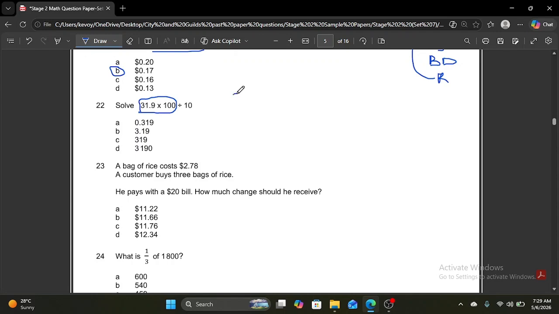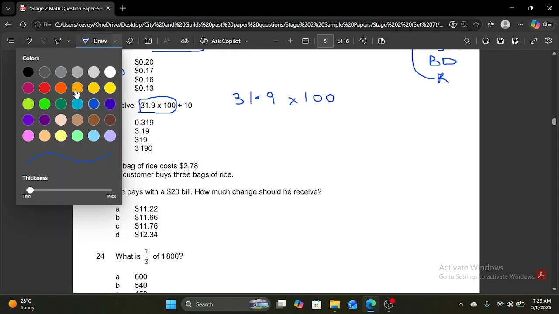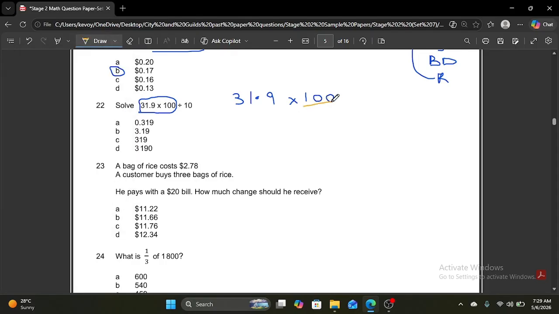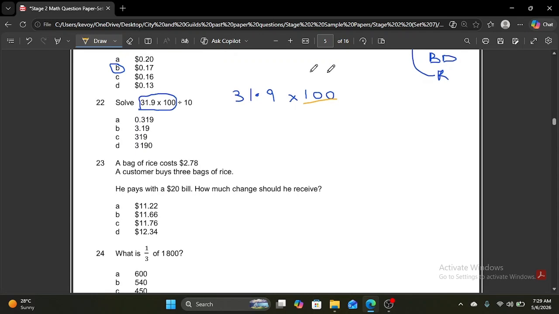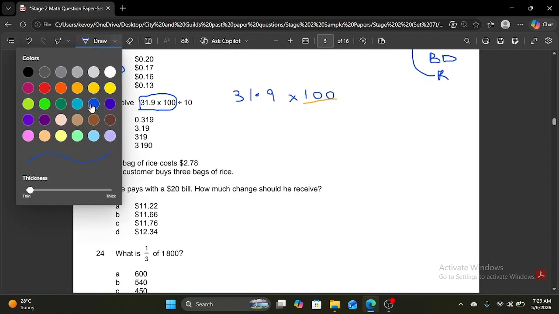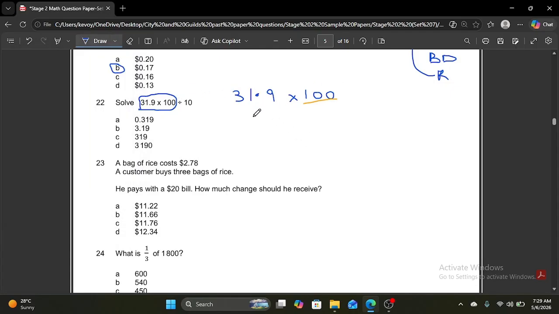Now the fun thing when multiplying by base 10 numbers: base 10 numbers are numbers that have a 1 and a number of zeros. So when multiplying 31.9 by 100, this is a base 10 number. Let me quickly underline it. When you are multiplying with a base 10 number, all we have to do is move the decimal point. So let's write the number right here.